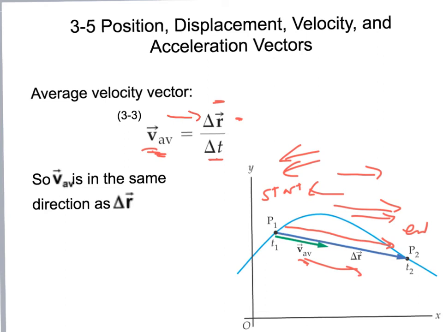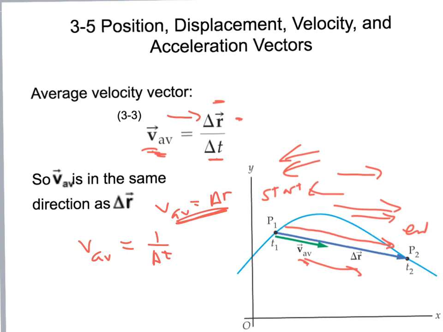So v average is related to 1 over t, 1 over delta t. So they're inversely proportional. But v average is related directly to r. So they're directly proportional. It's more like a 1-on-1. So a good way to see what happens when you increase the time or decrease the time, what happens to the speed, is to put in numbers that are easy to work with.